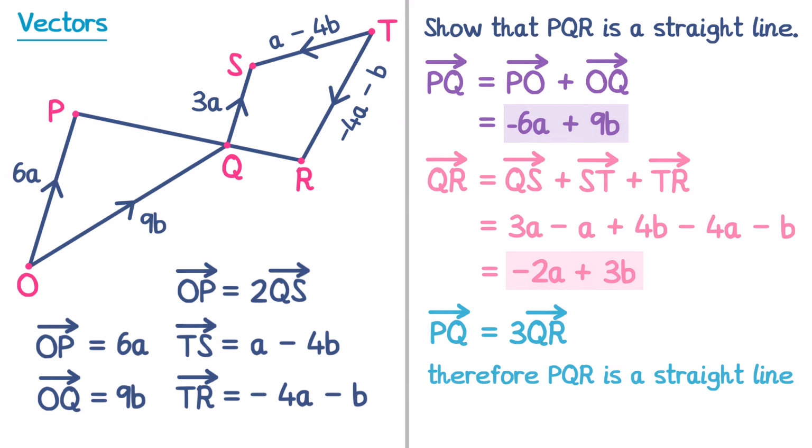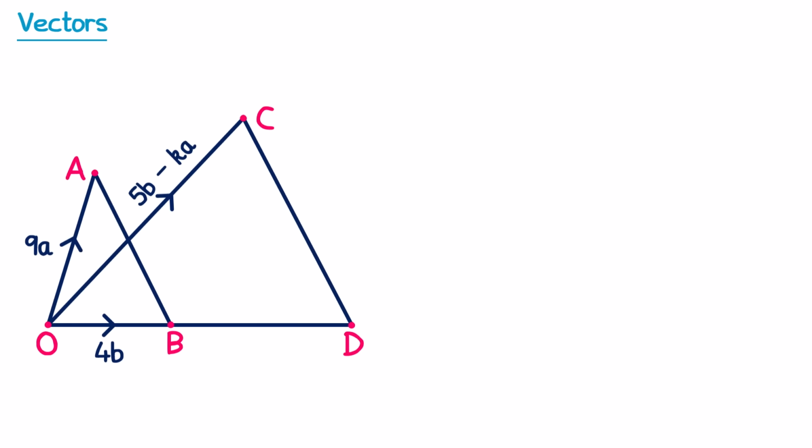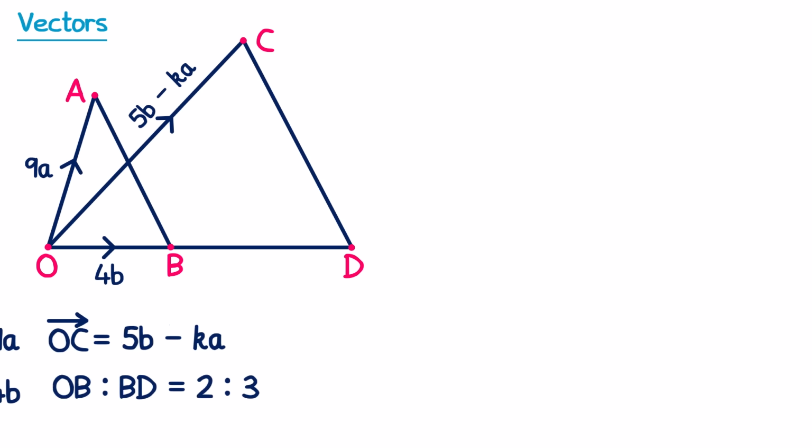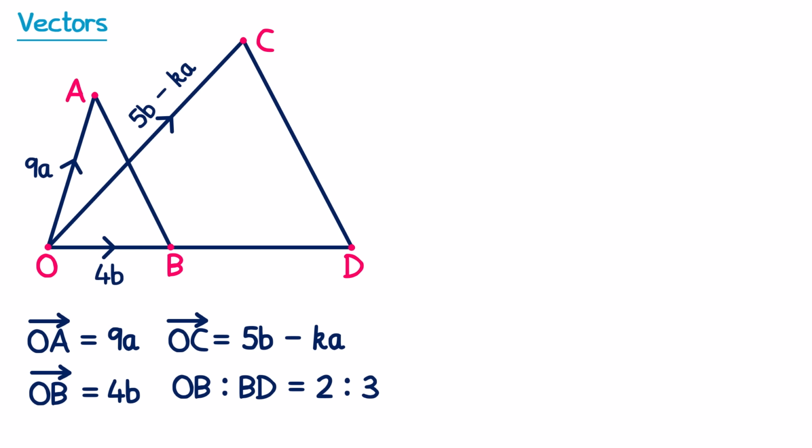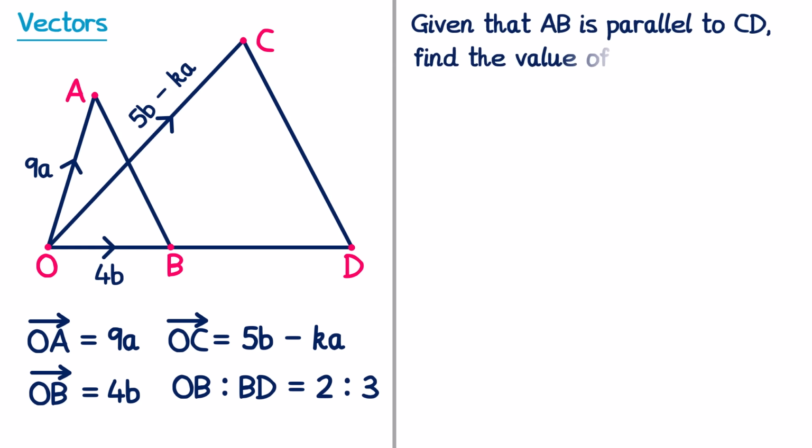And now we're going to have a look at one final question. So in this question we have this diagram and we're given this information. OA is 9a, OB is 4b, OC is 5b minus ka, where k is some constant, and OB to BD is in the ratio 2 to 3. And the question for this one says, given that AB is parallel to CD, find the value of k.